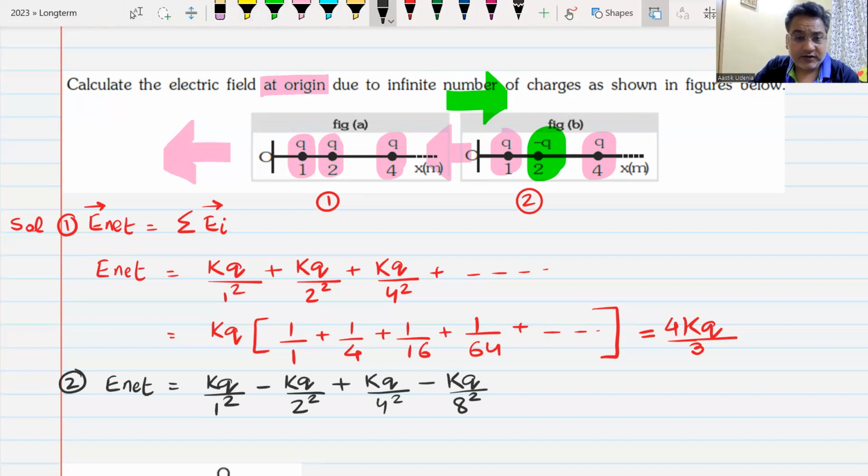Again, it will form a GP, and you can easily find that the ratio of that GP is minus 1 by 4. So in this case, the answer you will get is 4kq by 5. I'll give you a minute to note this down.